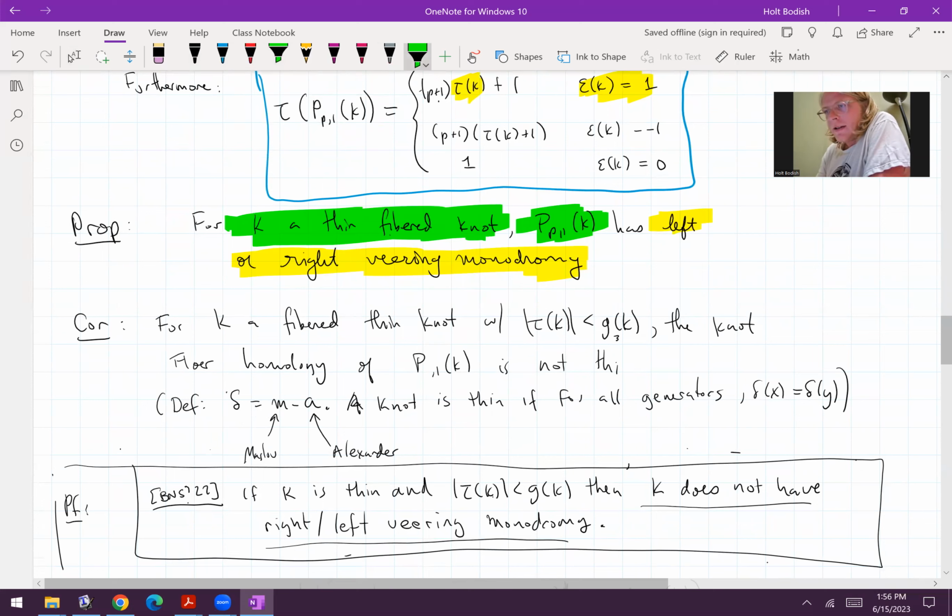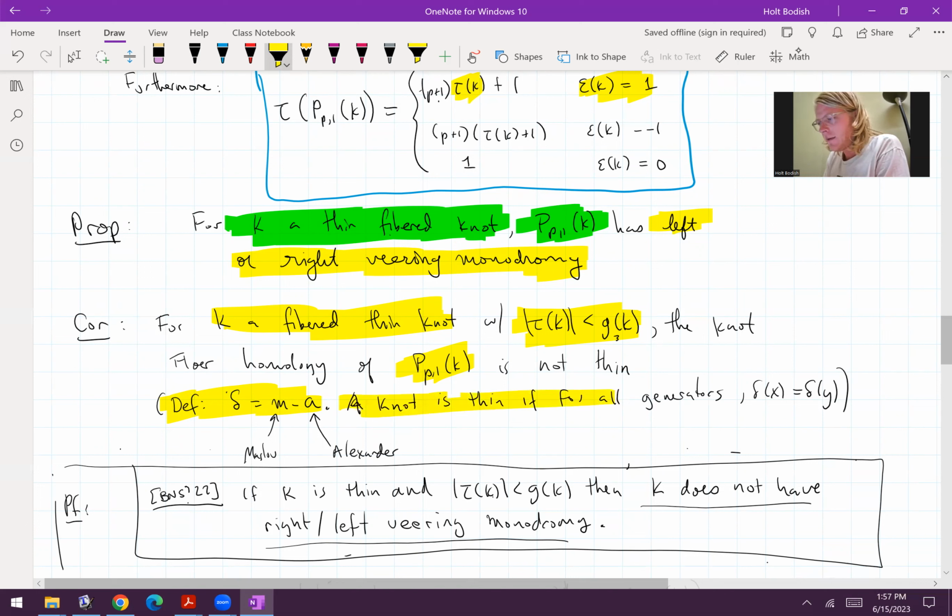A corollary of this that is interesting, I think, says that if I have a fibered thin knot, and I happen to know that tau of that knot K is strictly less than G in absolute value, then I can show that the knot Floer homology of the satellite knot P sub P1 is not thin. Where by thin, I mean the following. There's a collapsed delta grading on knot Floer homology that I get by just taking the difference in the Maslov and the Alexander grading. And a knot is thin if for all generators, the delta grading is constant.